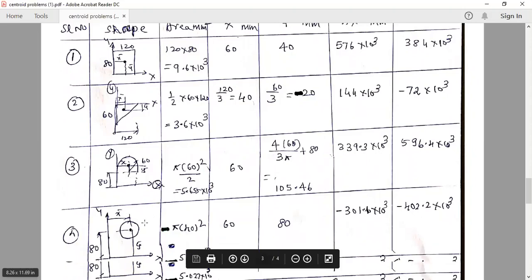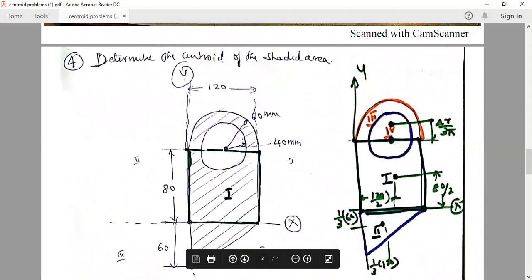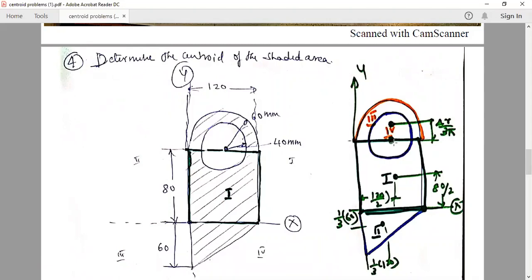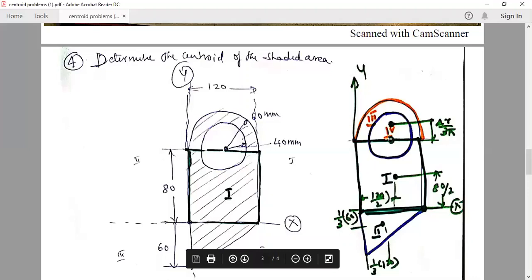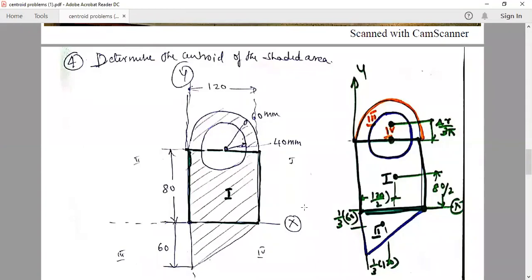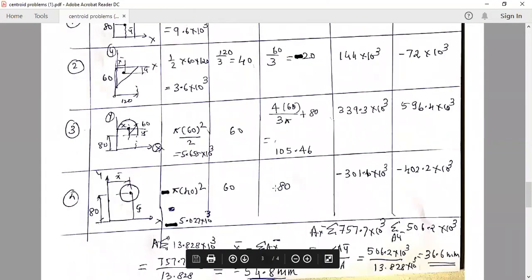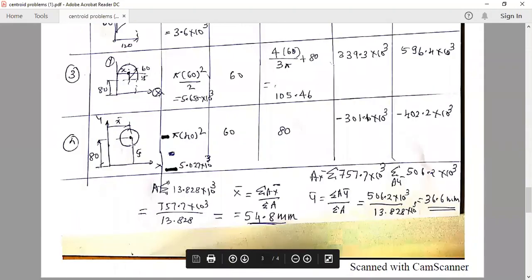Then lastly, the circle. The centroid of the circle lies at the center. So the center of the circle with respect to the Y axis and X axis: Y bar is 80, X bar is the radial distance, that is 60. Since it is 60 and 80. Area, since it is not shaded, is negative, minus pi r square. Minus sign is put in the area since it is void, not shaded.